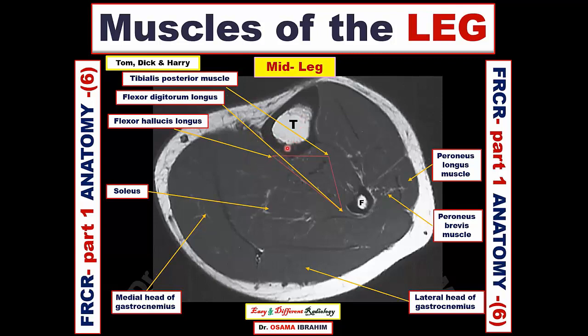tibia, just attached to the tibia, because hallucis means big toe and the big toe is medial, so the muscle which is attached to the tibia directly or adjacent to the tibia is the flexor hallucis longus, and the other point of the triangle is the flexor digitorum longus, and the large muscle in the posteromedial aspect between the tibia and fibula is the tibialis posterior muscle.